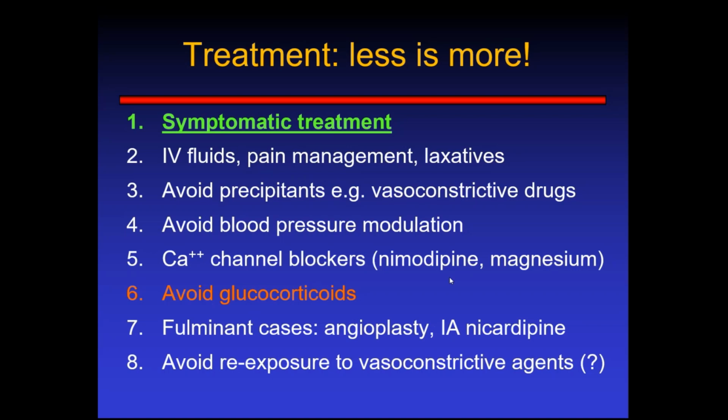Calcium channel blockers are being given around the world without any proof that they actually work. Nimodipine in particular is being given because of extrapolation from the aneurysmal vasospasm literature. And I'll show you why it's critical. This is a pitfall. Avoid glucocorticoids. You don't want to give a patient with RCVS a course of steroids thinking that this could be vasculitis. Try and avoid that. It really can make things worse.